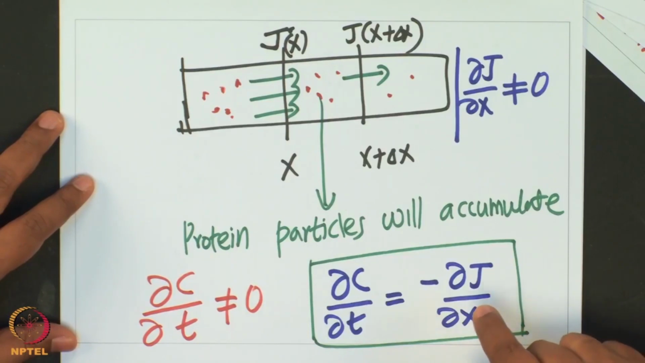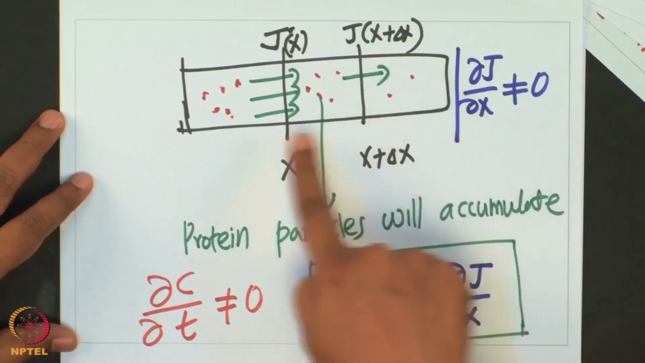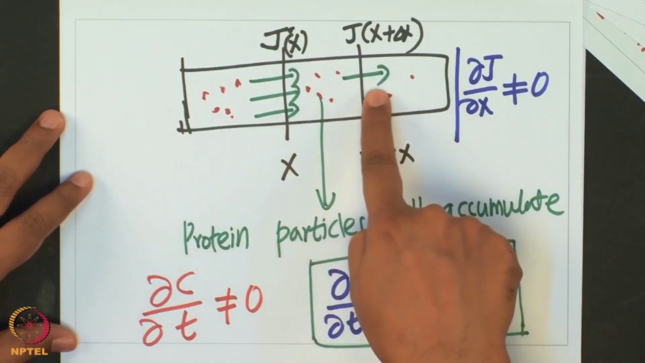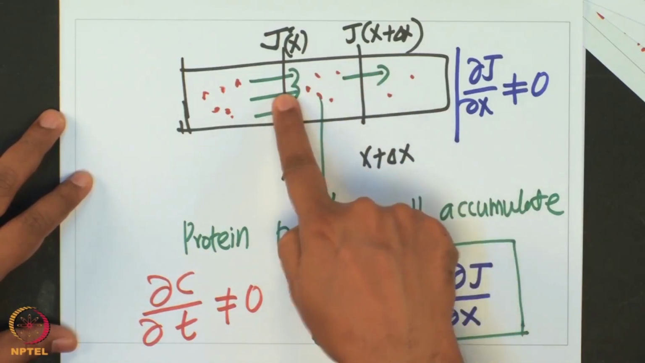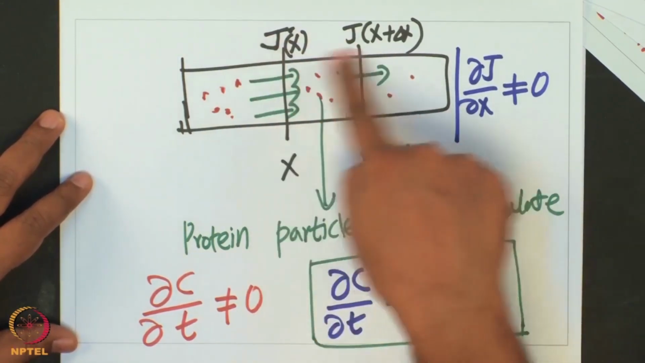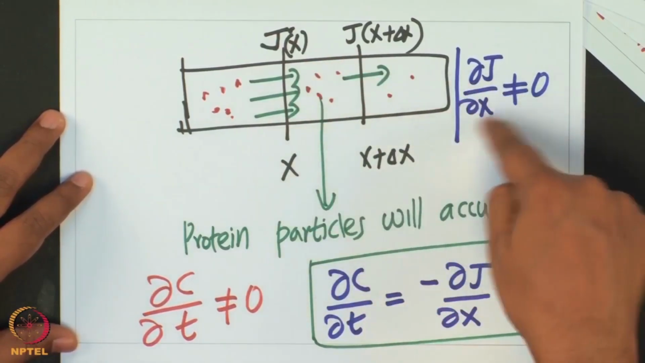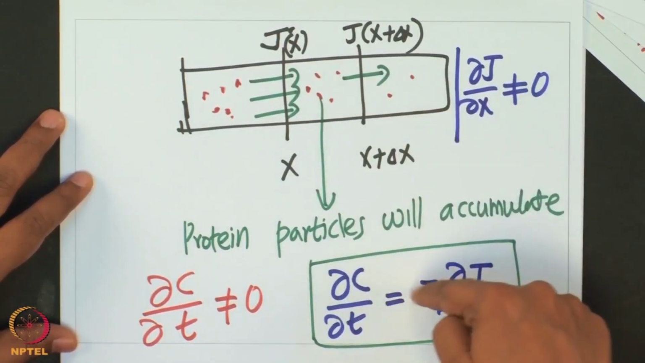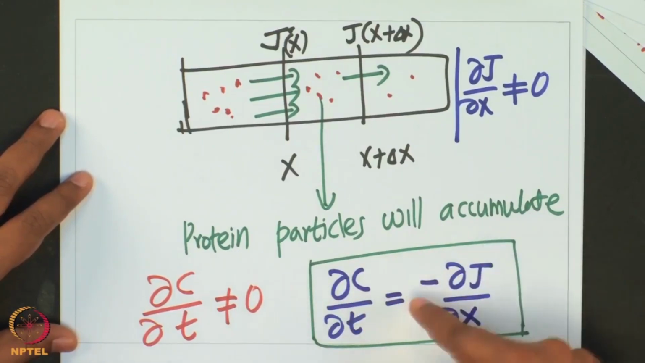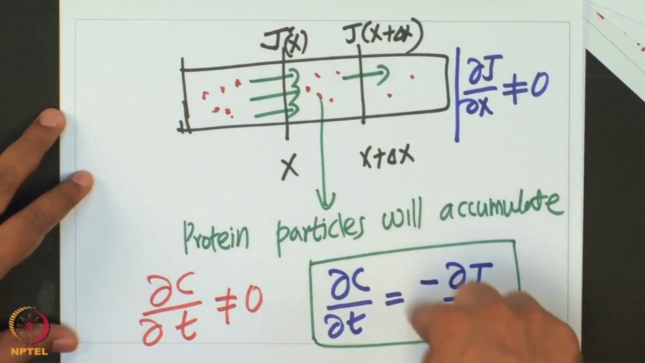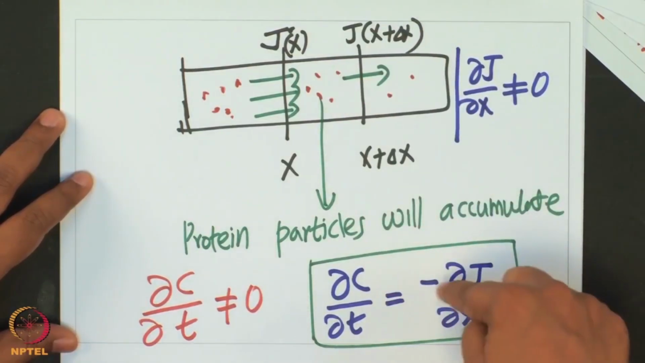Now let us think about this a little bit more carefully. What does this mean? What is this del J by del X? Here we can see J at x plus dx minus Jx. So the flow here is less compared to the flow here. So this minus this will be a negative number. This would mean that del C by del T is a positive thing, because negative, and del J by del X is negative. So this will give us a positive number.